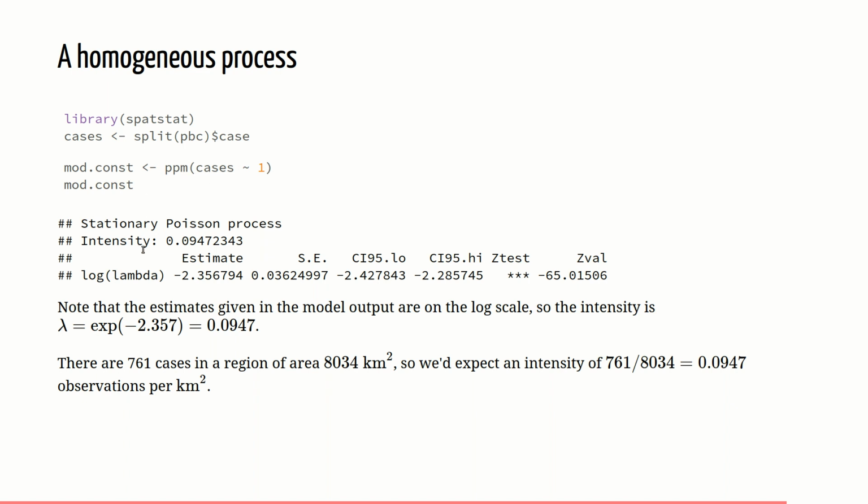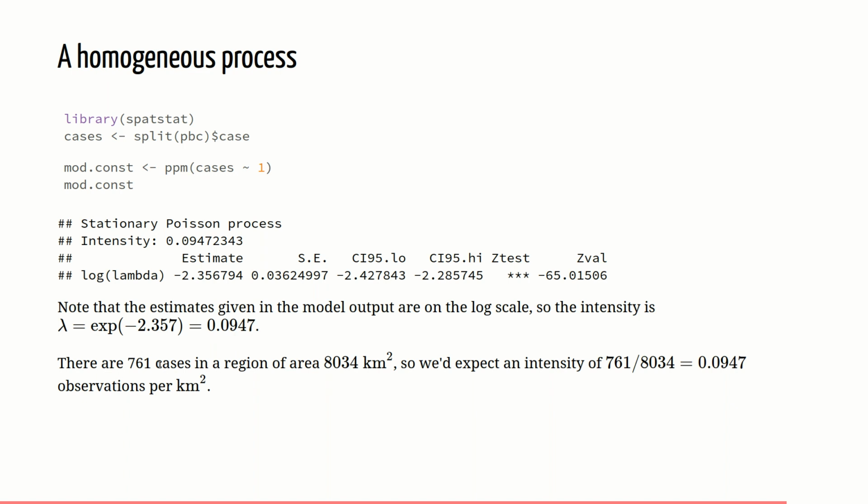So when we fit this, we get some output spat out, right? We get an estimate for log lambda. Notice that it recognizes that it's fitting a stationary point process. So it's a homogeneous one. It's not changing across space. It's constant, and it's giving us an estimate for log lambda, which is the log of the intensity. So the actual intensity is going to be e to the minus 2.357, which is 0.0947. And this, of course, is just the expected number of observations per unit area.